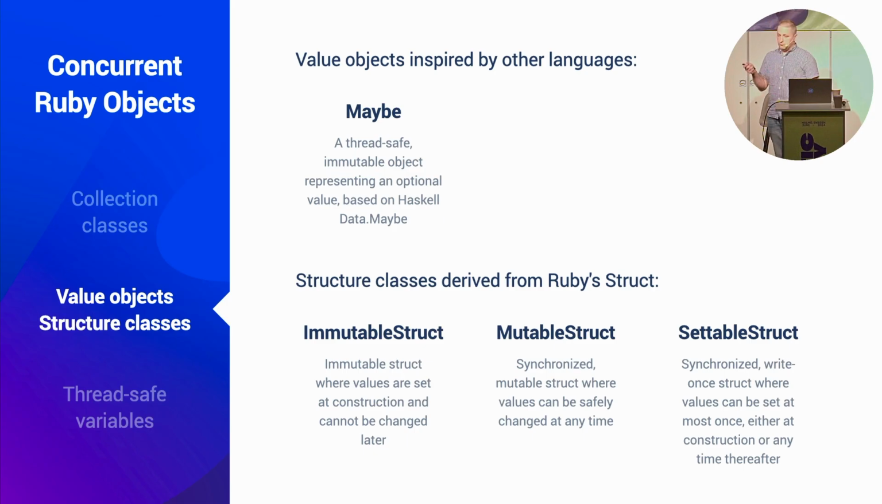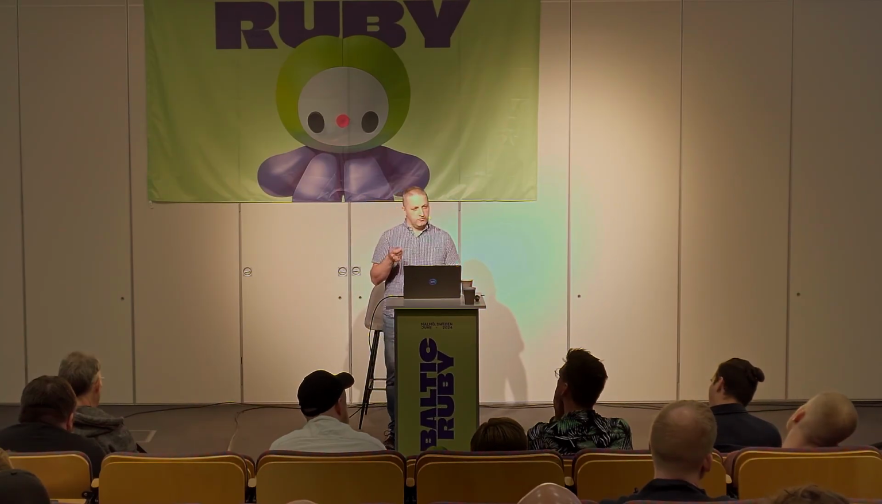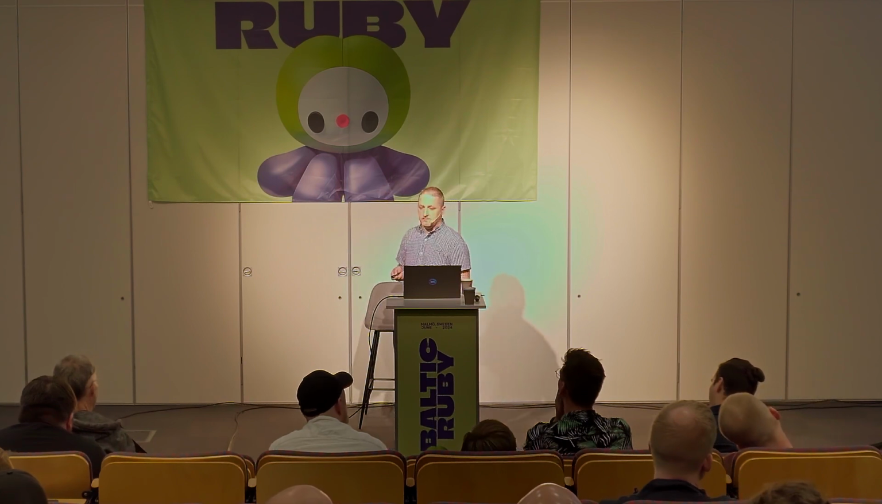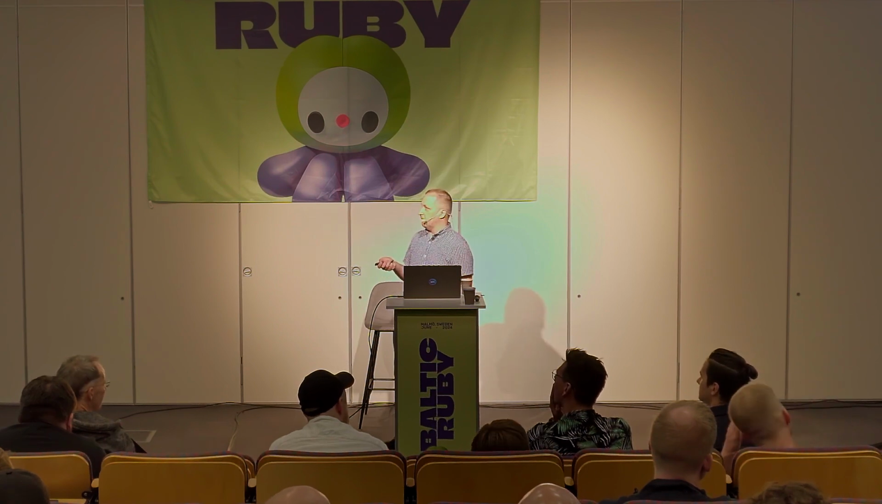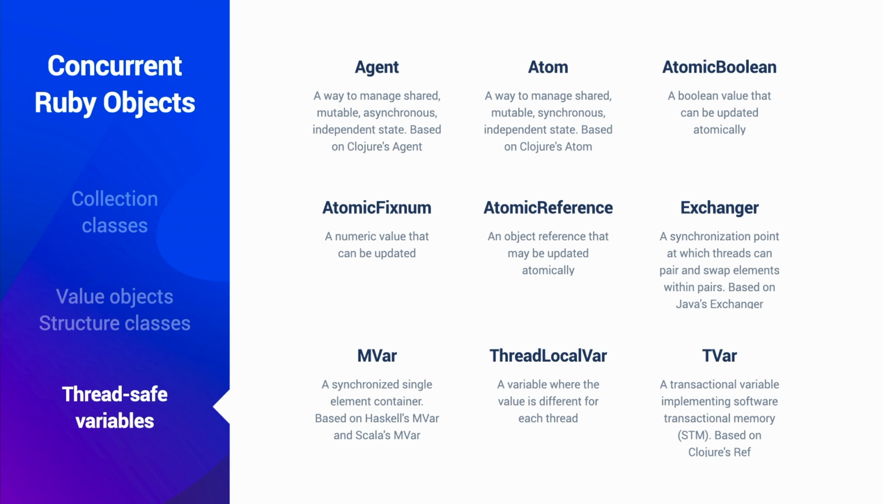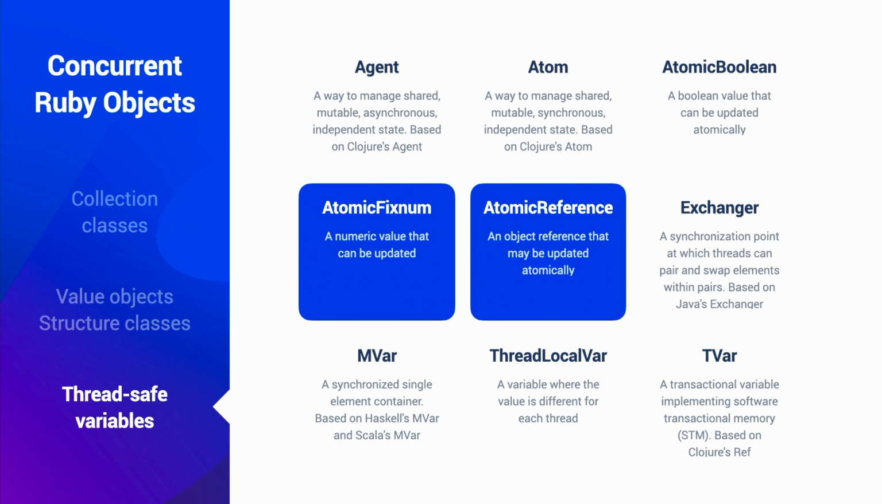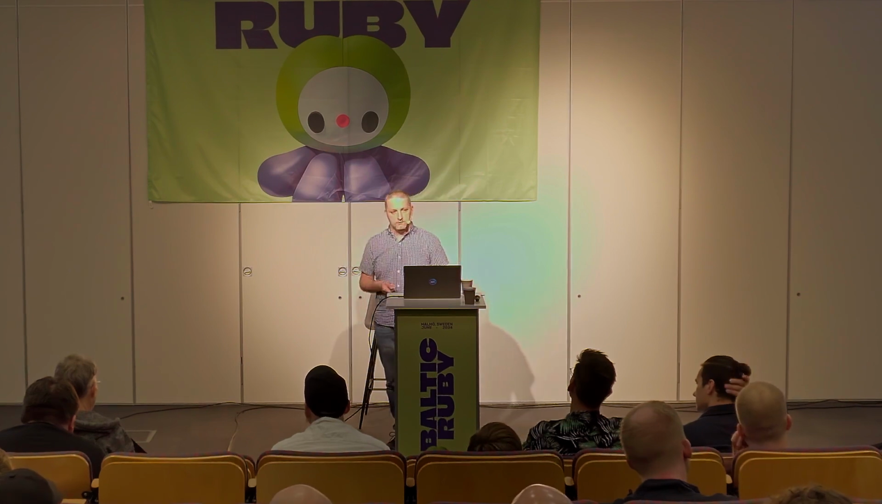Then there are values that are inspired by other languages, and even some additional classes for structure-like classes. So you can get an immutable structure, where no thread can change it, or the opposite, thread-safe change for mutable structures, or a structure where you can set a value but can't change it once it is set. And then there are quite a lot of classes for thread-safe variables. In our regular work, we use two of them. Atomic fixnum, which stores integer values, and you can increase or decrease the value in a thread-safe manner. And if an integer is not enough, then atomic reference, where you can store any object type and interact with it thread safely, for example, to store some time or float information.